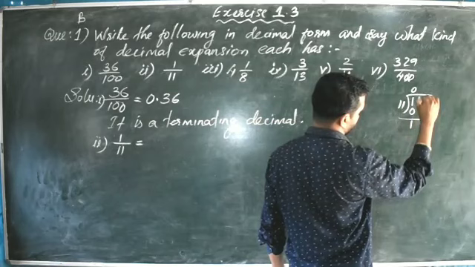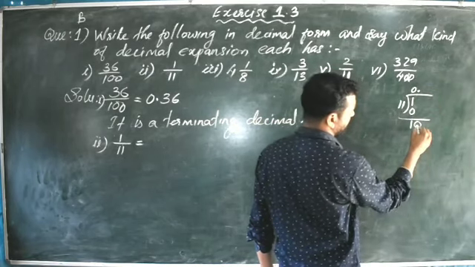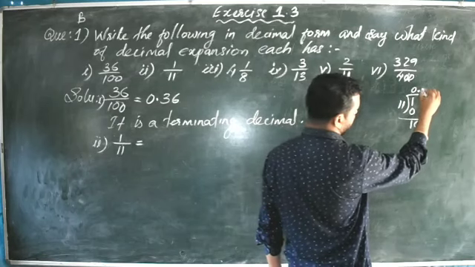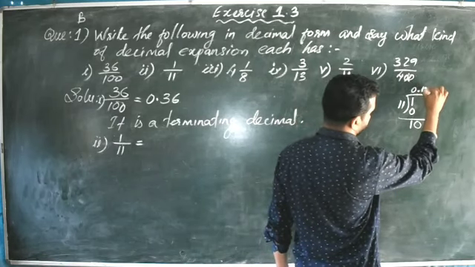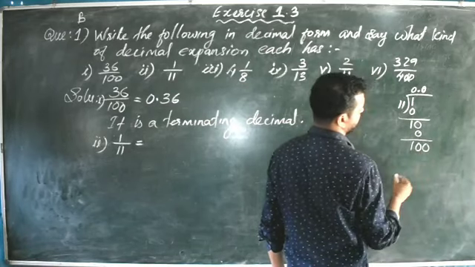We got the remainder, so now we can put the decimal point here. Then we can put 0 here. Again, 10 divided by 11 is not possible, so again we have to put 0. 0 into 11, 0. Remainder 10. Again we can put 0 here.